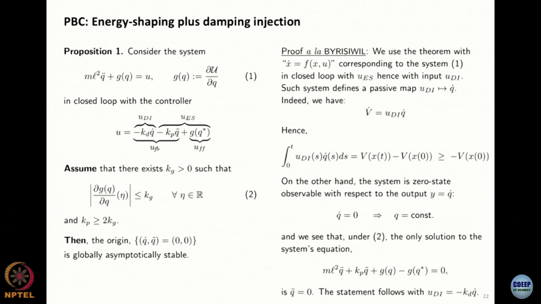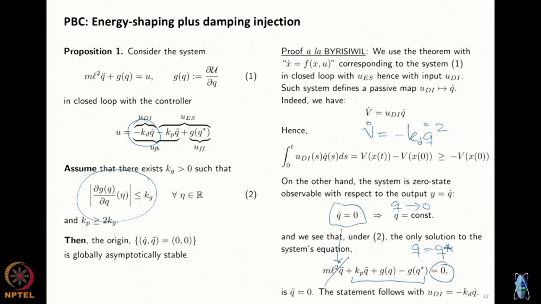So this is the proof using Byrnes, Isidori, Willems. It says that all I have to do is inject this guy. That will give me V dot, which will give me minus KD Q dot square. And then I will have to check whether Q dot equal to zero implies that Q goes to zero. In this case, actually, if I write Q dot equal to zero, that will go away. And I have this equal to zero. And the only solution of this equation is Q equal to Q star. And it is the only solution, once again, due to the condition that I'm imposing on Kp. So it has to do with making the only minimum to be Q star.